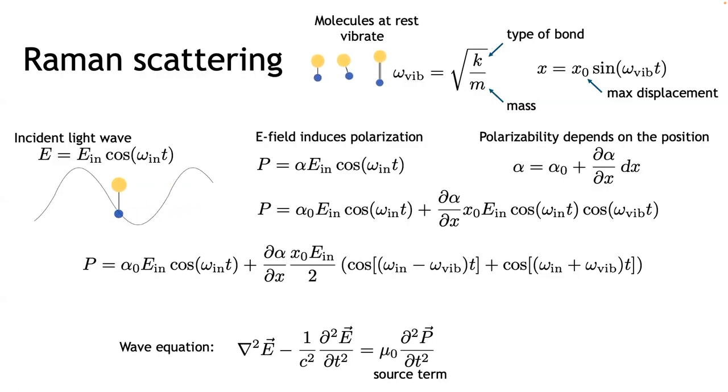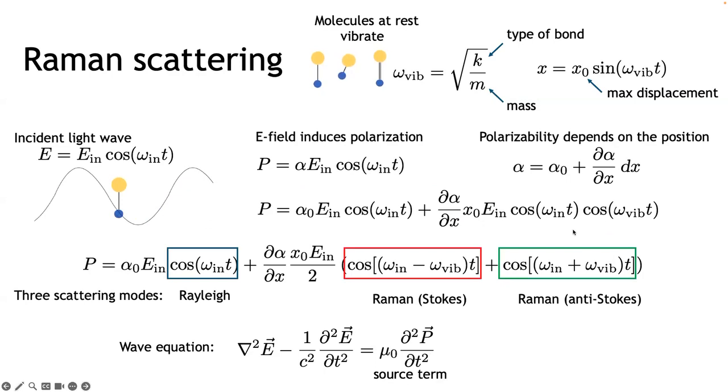And these are the scattered photons. So once we have an incident photon on our molecule, this whole complicated procedure happens to produce new photons. And these new photons are either at the same frequency as the incident photon, and this is what we call Rayleigh scattering. So this is the case where the photon that's scattered has the same frequency as the incident photon.